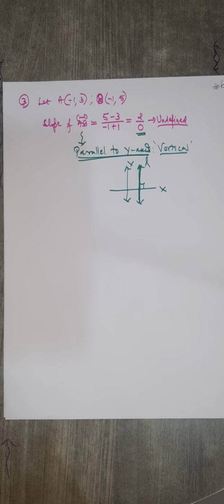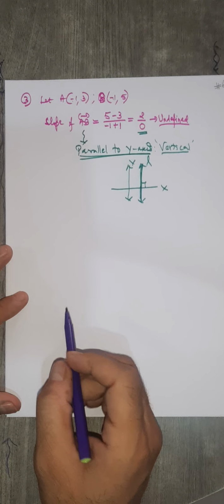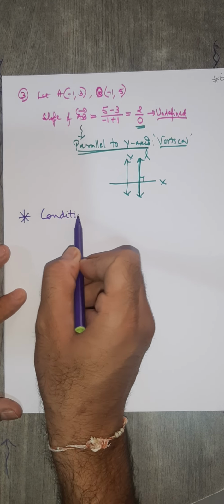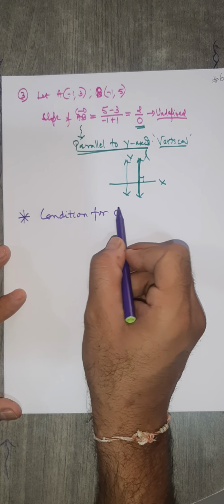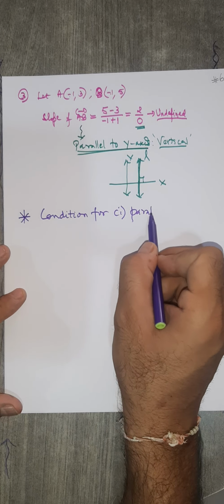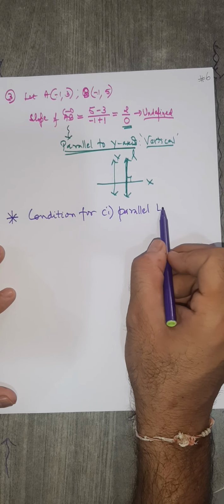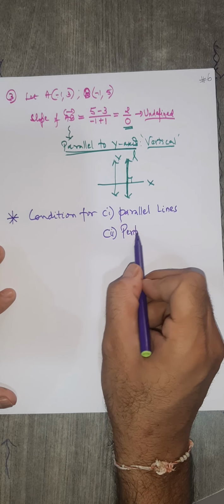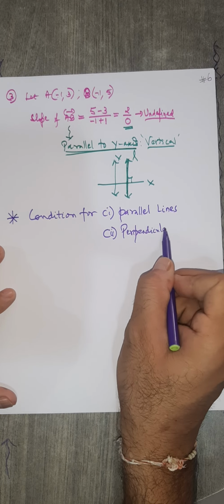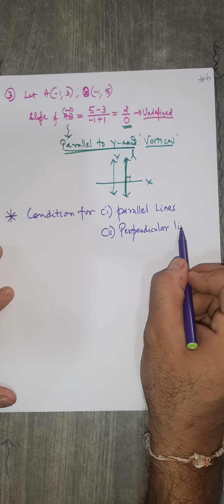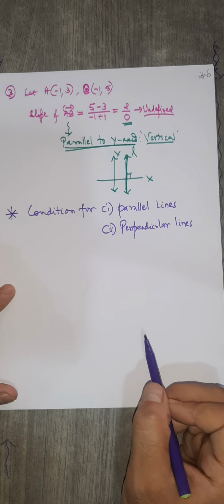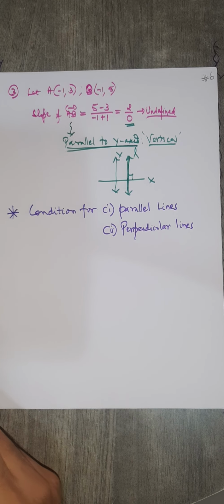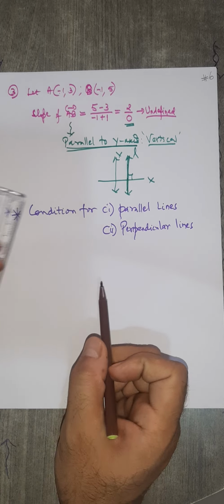One is by tan theta and the other one is y2 minus y1 upon x2 minus x1. The next one we want to write is the condition for two lines to be parallel, first parallel lines, and the second one, perpendicular lines. You know from geometry what you mean by parallel lines. Parallel means what? Non-intersecting lines. Two lines which never meet, such lines are called parallel lines.